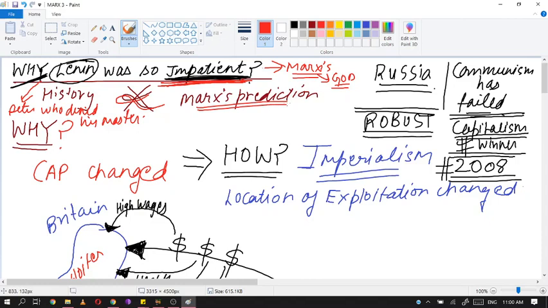Now, why was history not moving as Marx predicted it? Because capitalism changed. How did capitalism change? Due to imperialism. What does this mean? That the location of exploitation changed. Understand?